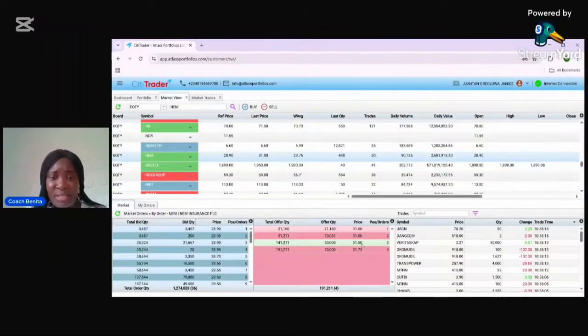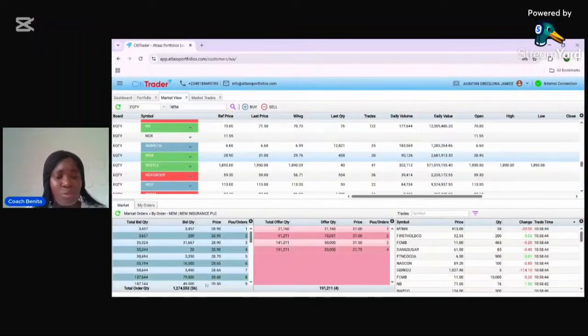I can still sell at 31 naira 50 kobo, 31 naira 60 kobo. I can even still place my bid and sell at 31 naira 75 kobo. Why? Because I feel like so many people can still consume all of these units. We are just four. So if I come here, I'm the fifth person out of 36 people who want to buy.